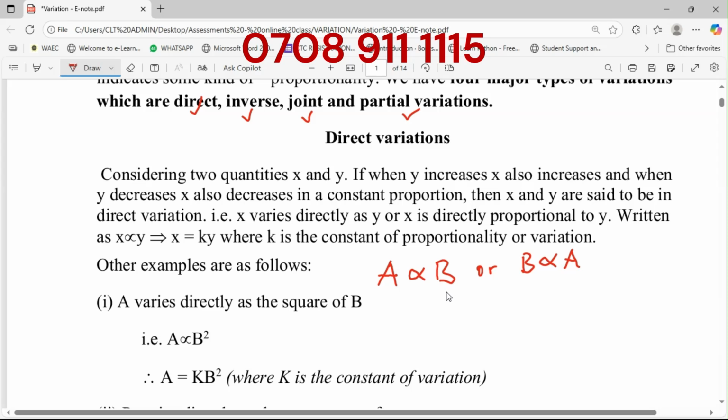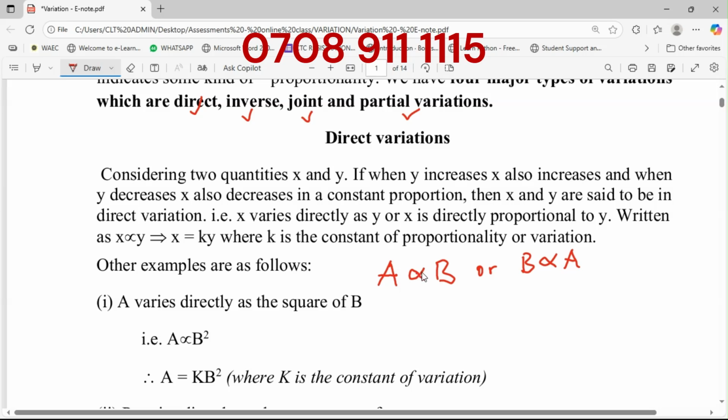Now when you find yourself in this situation, what do you do next? This is a mathematical statement. A directly proportional to B is a statement. It's not an equation. So we need to convert this to an equation for us to be able to do calculations on it, assign values, put numbers to them and do calculations. So how do you do that?